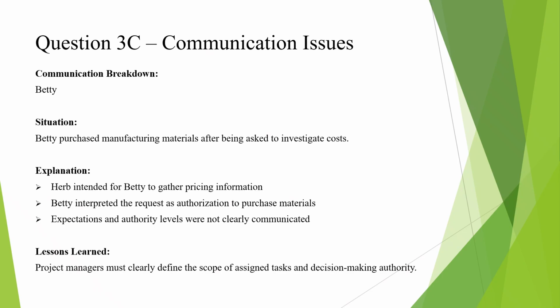The next communication breakdown happened with Betty. And it happened with the purchasing that I got to earlier. So Betty purchased manufacturing materials after being asked to investigate costs. Herb intended for Betty to gather pricing information. Betty interpreted the request as authorization to purchase materials. Expectations and authority levels were not clearly communicated. So Betty went out and purchased without getting pricing information for Herb to make a decision on if it was the right materials or not.